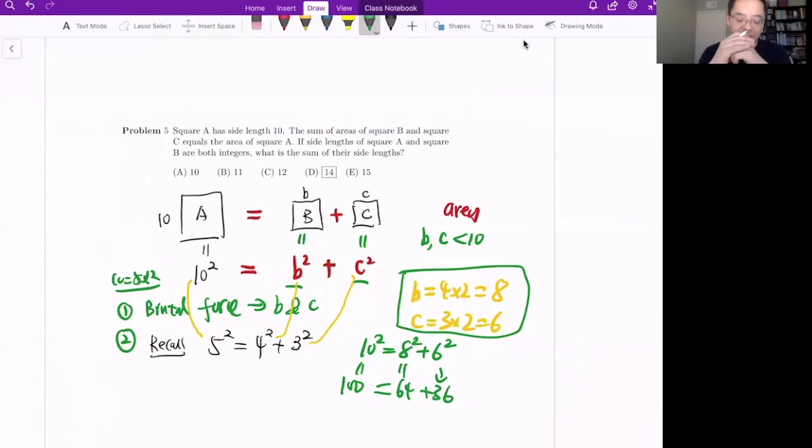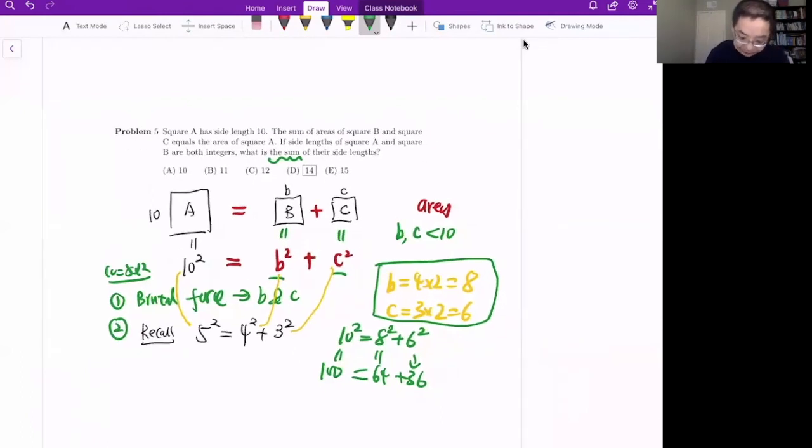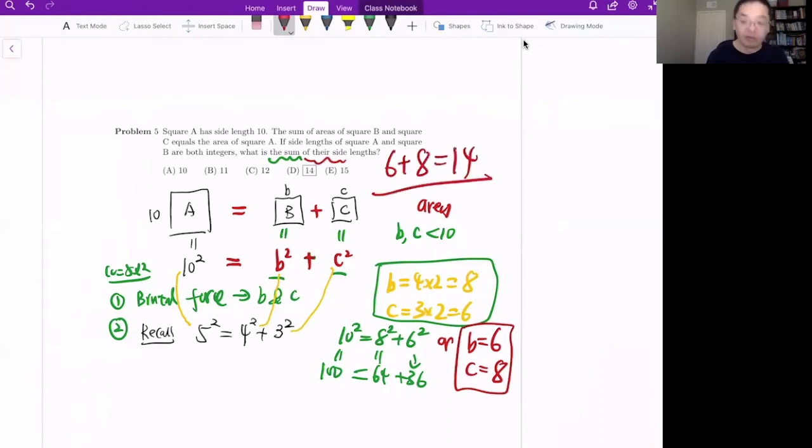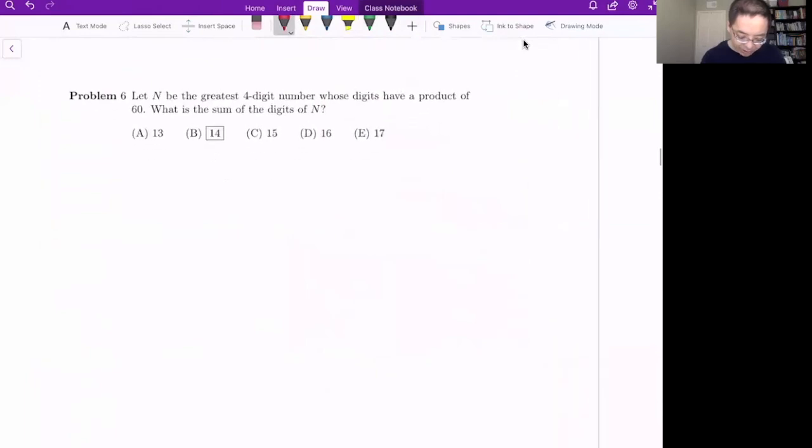But here, what we ask is the sum of their lengths. So you can type B equals 8, C equals 6, or B equals 6 and C equals 8, it doesn't matter. Because the sum of their side lengths is 10 plus 6 plus 8, which is 24. Okay. All right, so problem number 5.